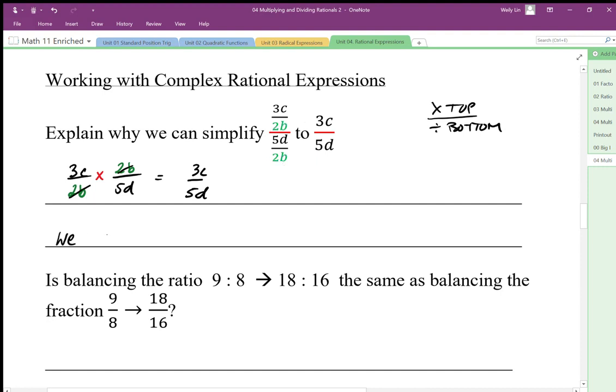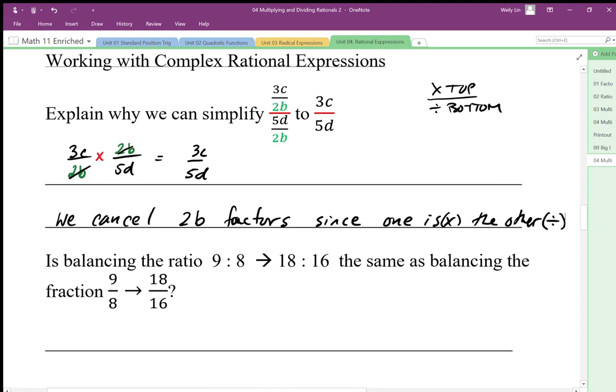So we can cancel the 2b factors since one is times, the other is divide. These can be canceled out because of that fact. And we can see that when we rewrite it like this, when we multiply by the reciprocal as well, it does show the same thing. So either strategy is perfectly fine, but if we can simplify the way we look at rational expressions as there's just a times or a divide, either in the numerator or the denominator, we can simplify our thinking.